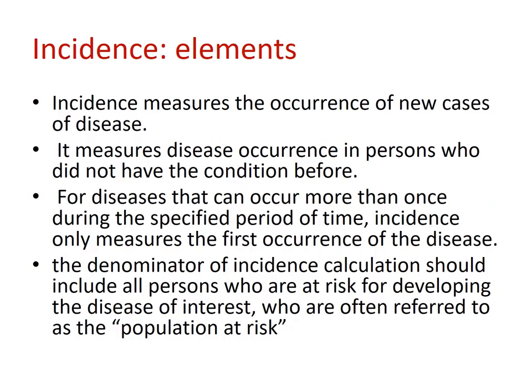Incidence elements. What are the elements to calculate incidence? Incidence measures the occurrence of new cases of the disease. The cases shouldn't have had the disease before. Third, if a disease, for example, occurred more than once during a specified period of time, the incidence only measures the first occurrence of the disease.